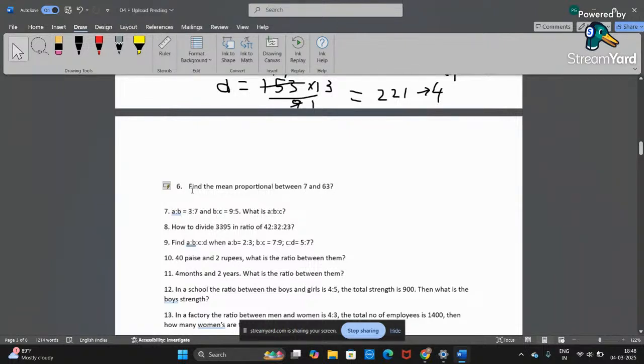Here we have two proportion numbers. In this we have to find the mean proportion between these two numbers. That means we will consider this as A and this as C. We need to find the mean proportion, that is B. Okay.